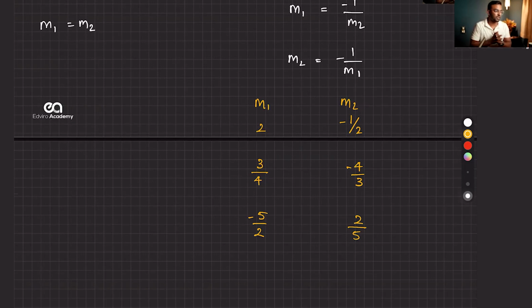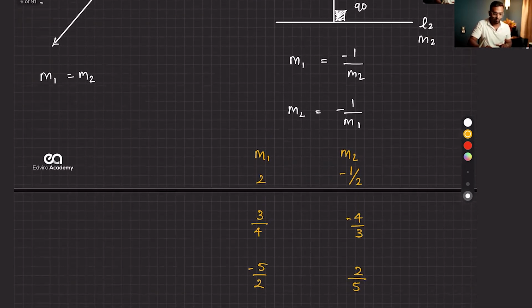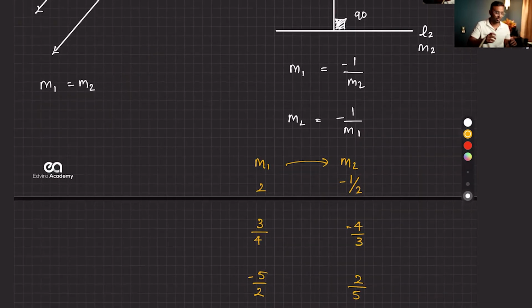Is everyone clear on this? So these are the variations you could get, okay? Is everyone clear on how you got m1 to m2, provided they were negative reciprocal? Just say yes if you did understand this. Okay, great. So this is the concept.